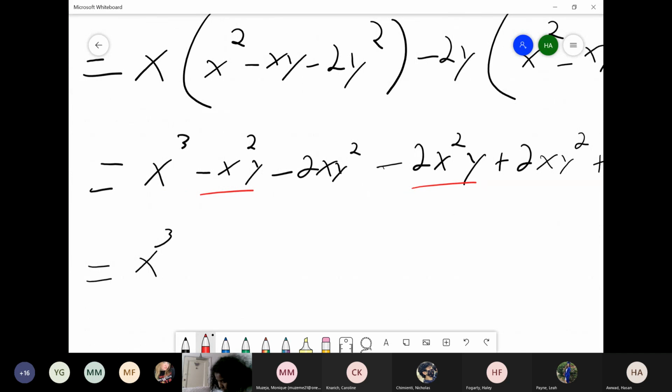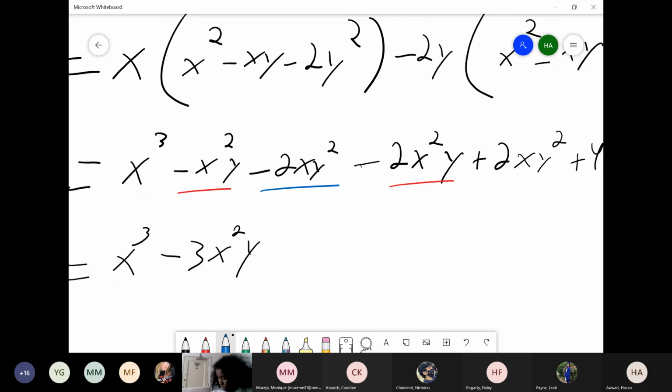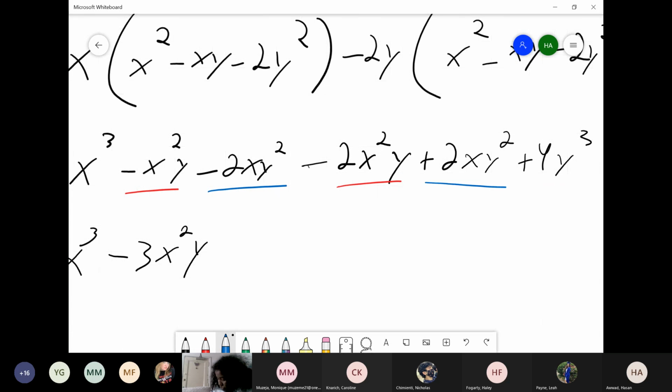So what we have here is, again, we're going to combine these two terms. We have a negative x squared y minus a 2x squared y. So that should leave us with minus 3x squared y. Okay, let's go ahead and keep going. So we have negative 2xy squared. And over here, we have a positive 2xy squared. And when we add these together, when we combine them, notice this is a negative, this is a positive. It's the exact same term. So when we add them, they're just going to cancel out to be 0, right?